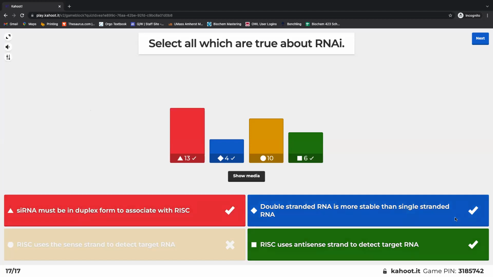And then the second thing, the blue one, is a little bit less obvious. Another thing that could be happening is double-stranded RNA is just more stable than single-strand RNA. Maybe when you add just single-strand RNA, it gets degraded and it doesn't actually get to match up with RISC. It lets go of one of the strands and keeps one of them.